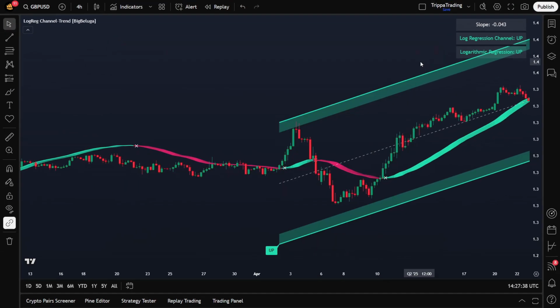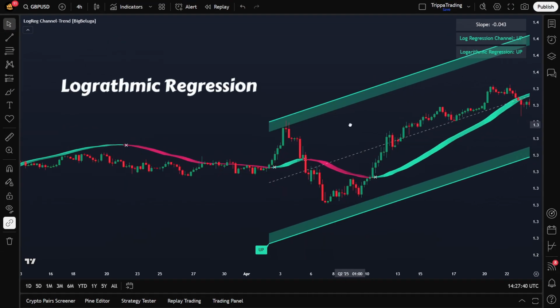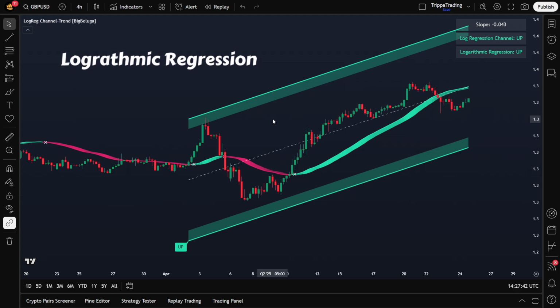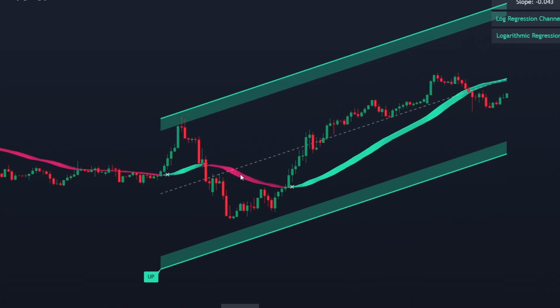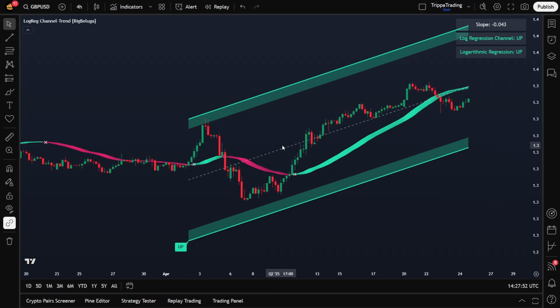Now the core of this indicator is based on something called logarithmic regression, which is especially good at smoothing out price movement over time. So rather than react to noise, it captures the actual trend beneath the chaos. Let's break down what you see when you load it up.